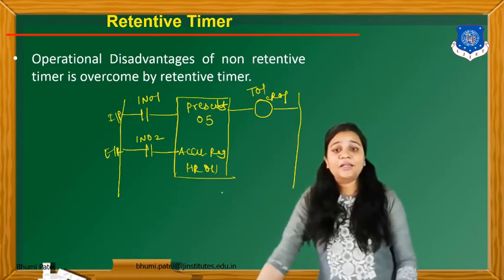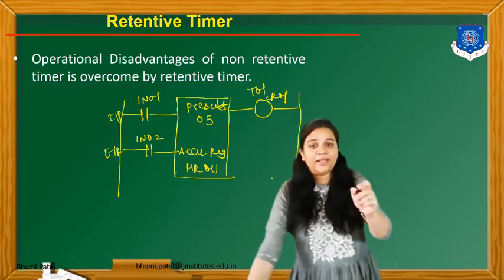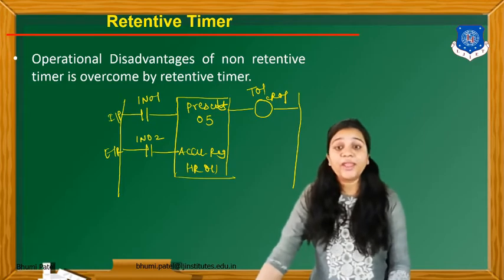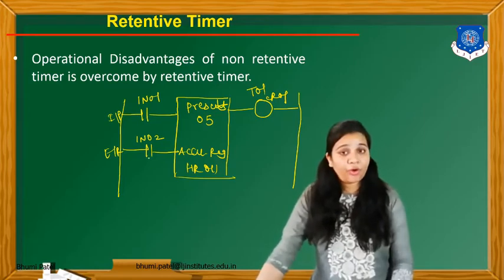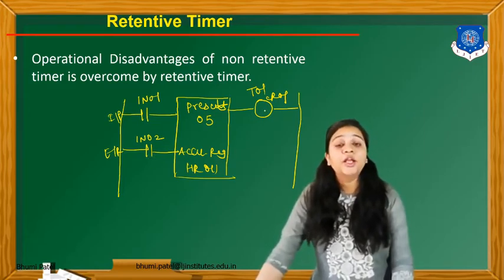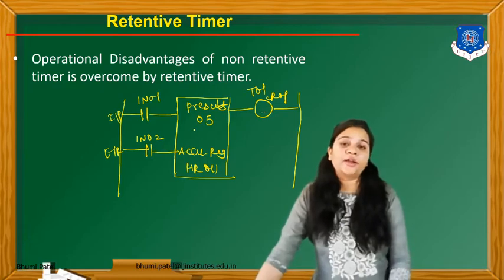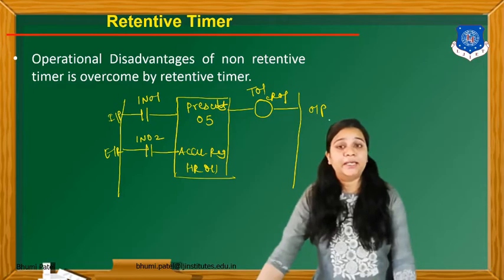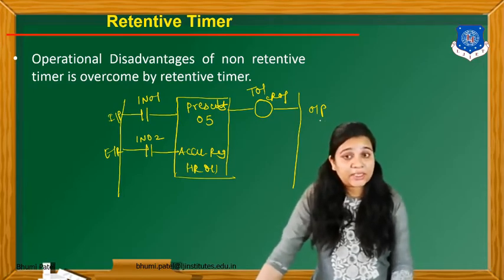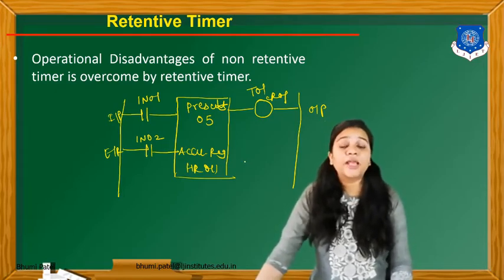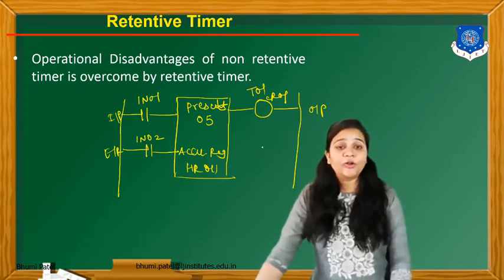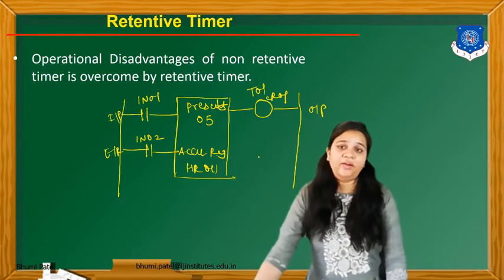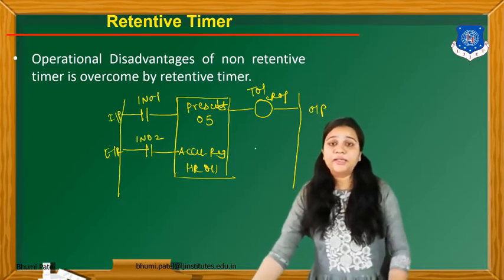So what is the indication of this block diagram or ladder diagram? Whenever the input is energized and the enable pin is on, my timer will be on after 5 seconds. Okay, so this is my output for the retentive timer. Here you can see that we can connect more than one input for this particular timer. So the disadvantages of the non-retentive timer are overcome by the retentive timer.